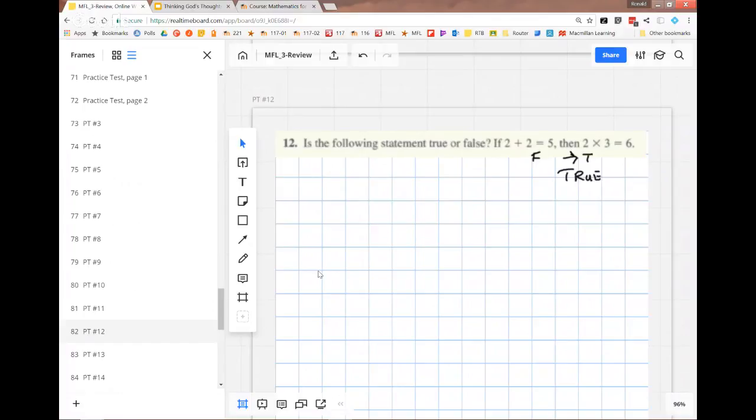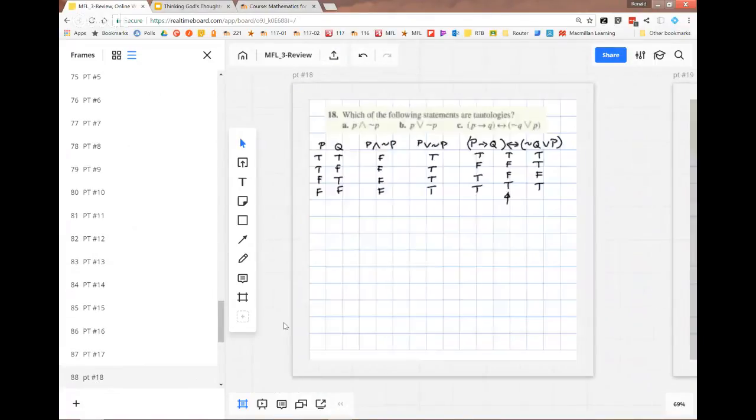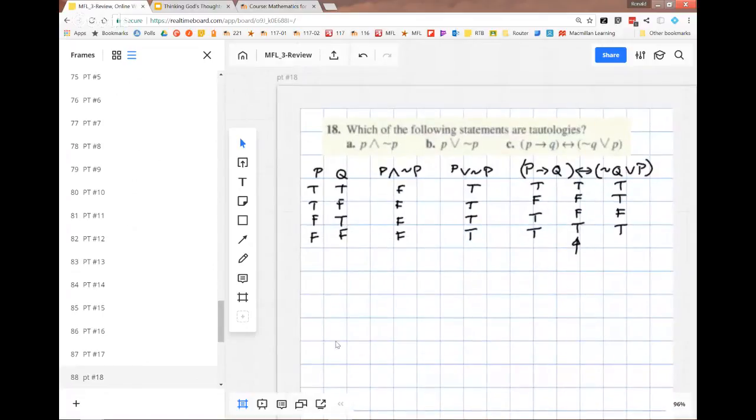And then number 18, I had a question, on the practice test. Would I have to do a truth table for all of them? Right, that's the idea. When they say which of these are tautologies, it could be one, it could be all of them, it could be two of them. So yes, you need a truth table that takes a look at all of them.